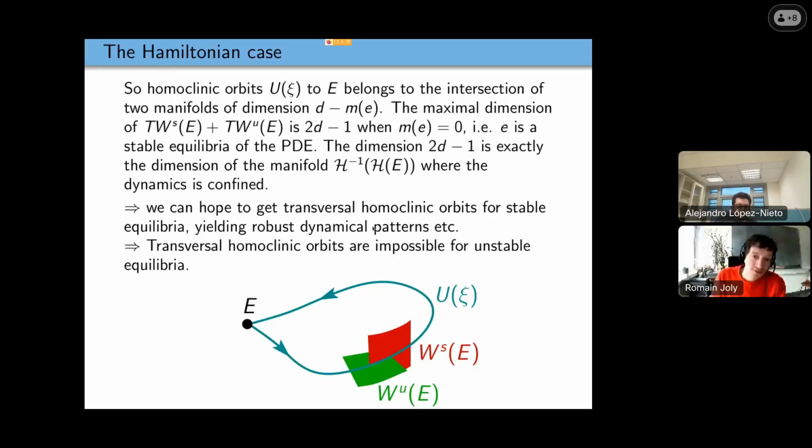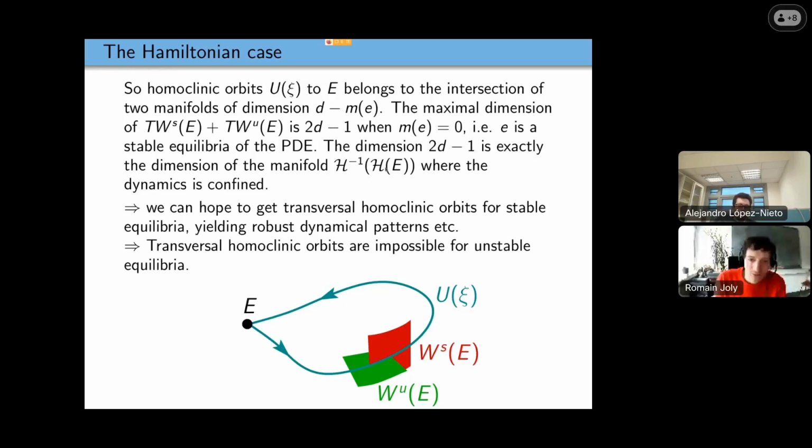Okay, and what you have to notice, if you look at the dimension, is that if I have a Morse index here which is not 0, then both the unstable and the stable manifold have dimension D minus M of E, and then you do not have enough dimension to generate the whole space. So it is not possible to have a transversal intersection if the homoclinic orbit is considered for a non-stable equilibrium. Okay, so it's one thing.